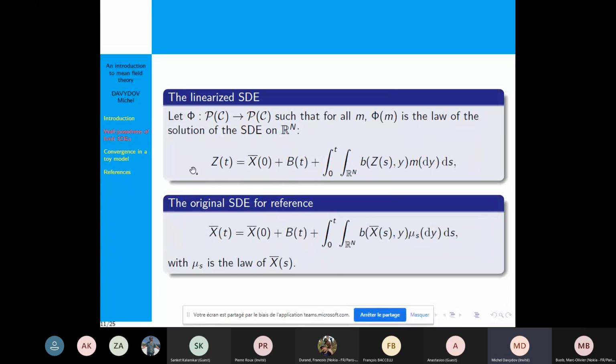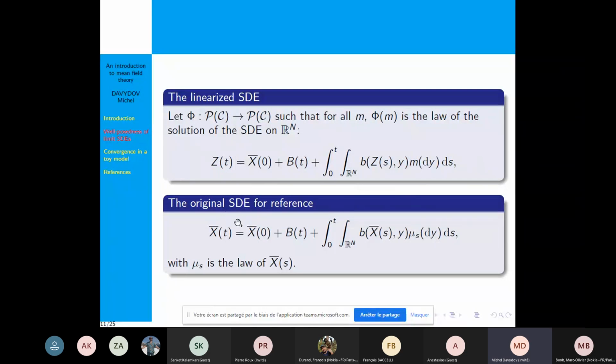What we introduce here is what I've mentioned previously, the linearized stochastic differential equation. You have a function phi that goes from the space of probability measures on continuous functions to itself, and to each measure it associates another measure, which is the law of the solution of this following differential equation. We just pose this stochastic differential equation, and we say that to a measure phi associates the law of the solution to this differential equation.